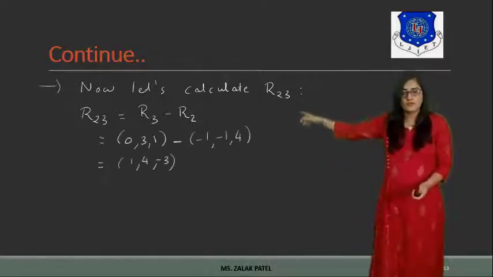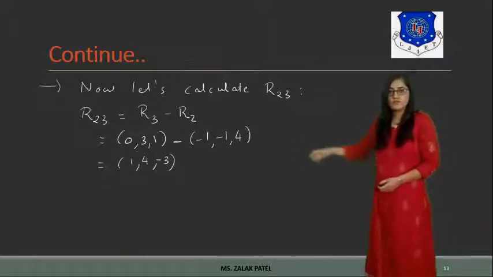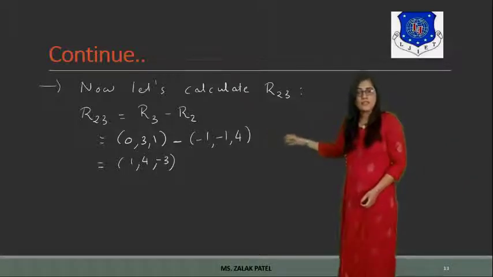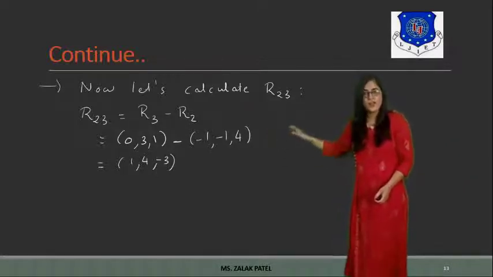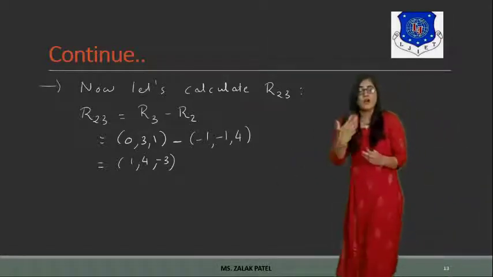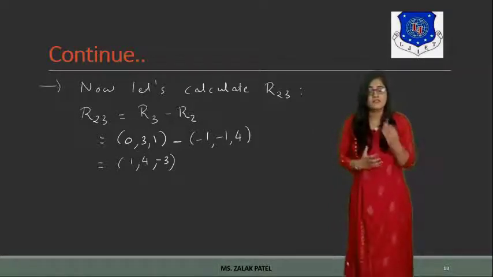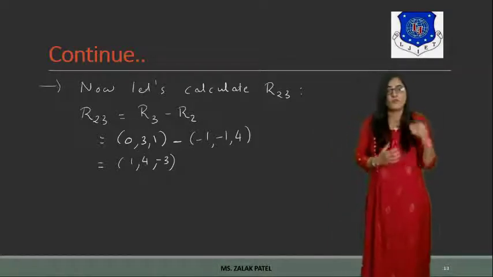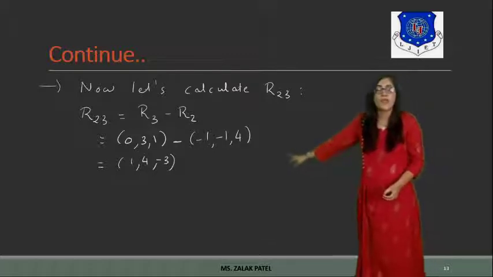We have the location of both point charges, so let's put it in this equation. It gives us (0, 3, 1) minus (-1, 1, 4), so it will be (1, 2, -3) in vector form. Now for calculating the unit vector, we have to find the vector upon magnitude. The vector is our (1, 4, -3).